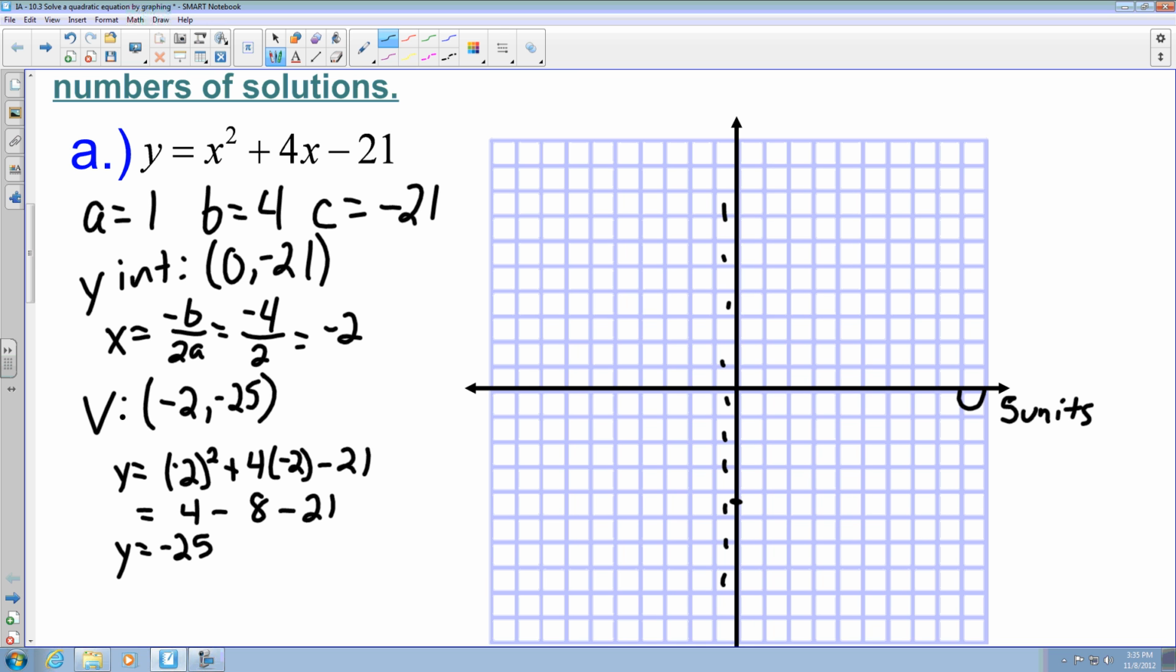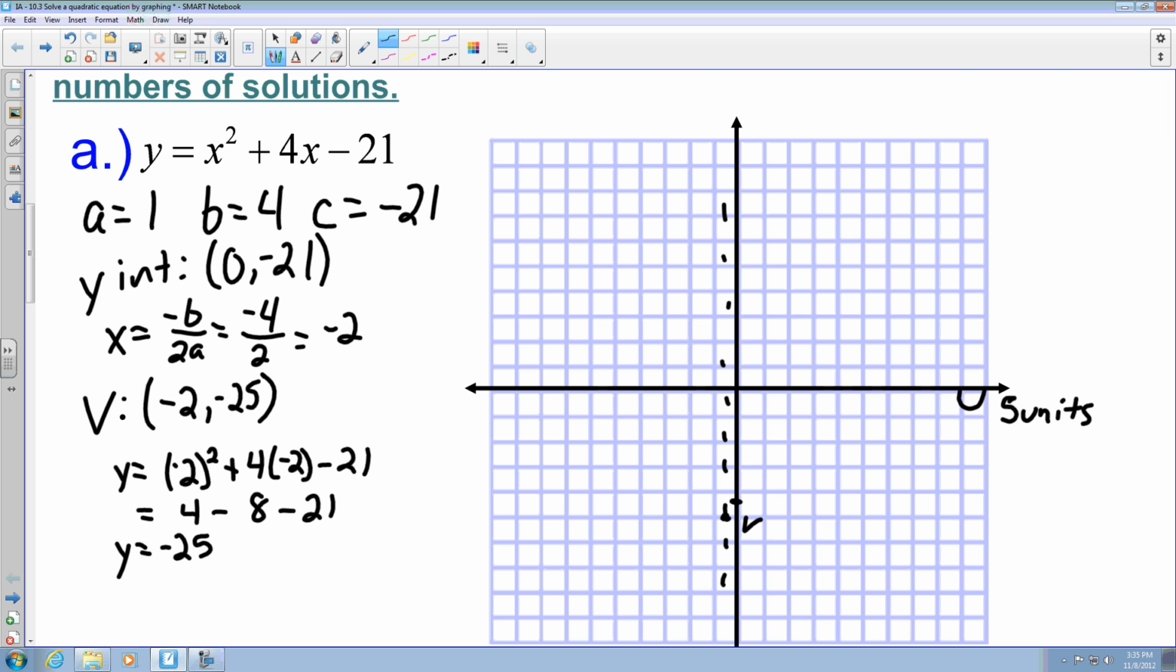So our vertex is at negative 25. So we go 5, 10, 15, 20, 25. So right about here is our vertex. So we found our y-intercept, we found our vertex, and since A is positive, we know that it's going in an upward direction, which is a minimum value.